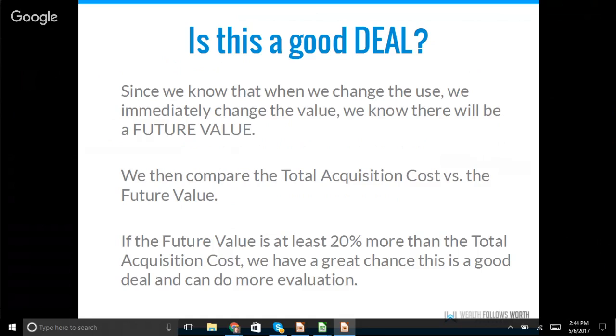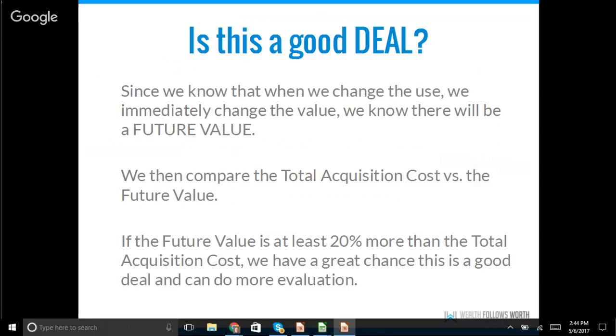Now, if the future value is at least 20% more than the total acquisition cost, we have a great chance this is a good deal. And then we put the property under contract and move full speed ahead at doing more evaluation. So we certainly don't spend a lot of time until we have this formula in place, and we can move ahead knowing that we've got a good deal if the numbers look good.